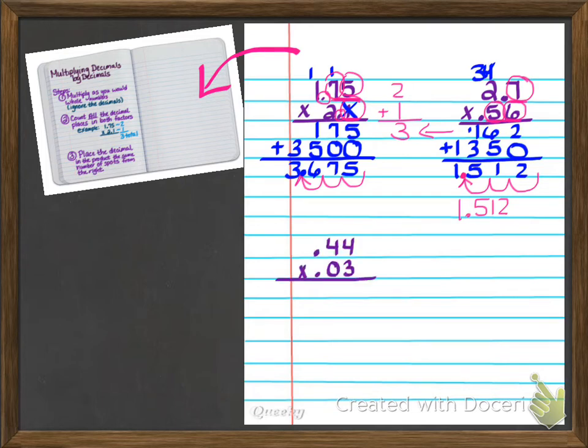All right, let's try our next example. On this one, we're going to do 44 hundredths times 3 hundredths. So when we go to multiply this out, we're going to do 4 times 3. That gives us 12. I'm going to carry my 1. 4 times 3 is 12, plus 1 more is 13. Now, I just multiplied by that 3 that I just put a slash through. Look at your second number here.